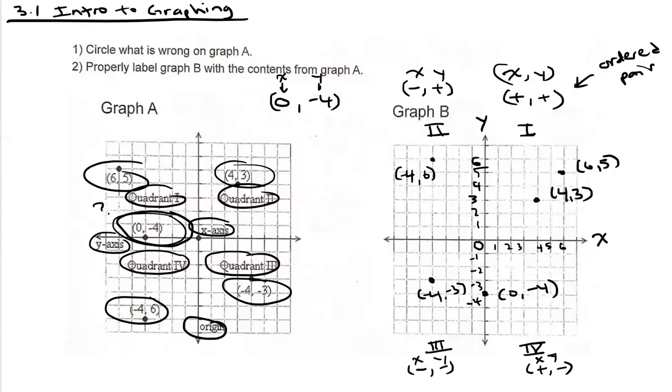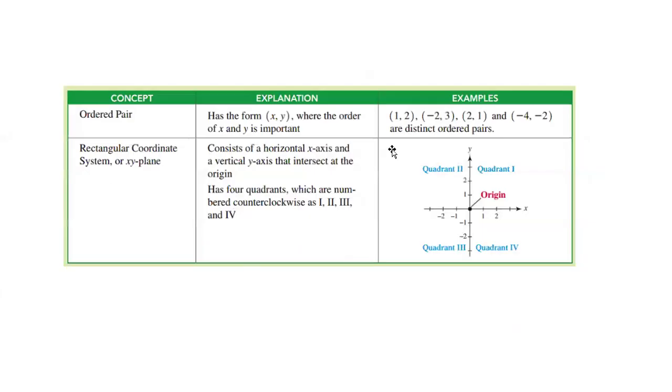So I already mentioned the ordered pair, right? This is the x and y coordinate, and it has the form (x, y). So these are all examples of an ordered pair. We just talked about the rectangular system, how it goes counterclockwise, starting at the top right as quadrant 1, and then going counterclockwise to quadrant number 4.